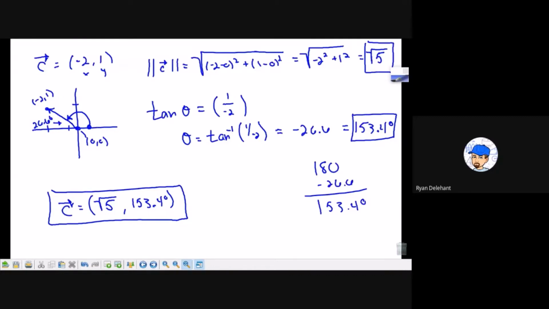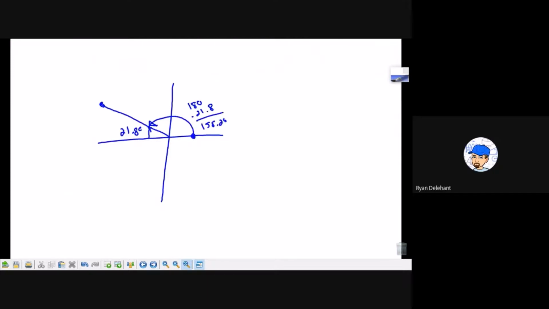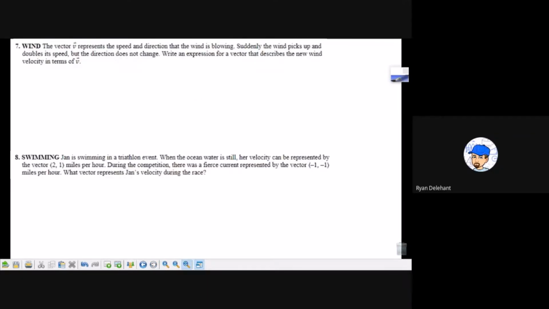All right, I do want to do a couple of the actual word problems there. I think I've got number 7 and number 8 on here, just to kind of get you in the right direction of what I was asking for you to think about here, because these are a little bit different. So this says the vector V represents the speed and the direction the wind is blowing. So does it give us an actual length or anything? No. So let's just draw a vector. And let's call that vector V.